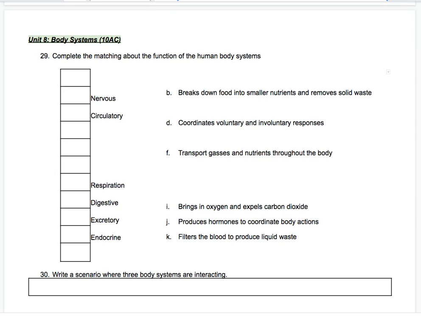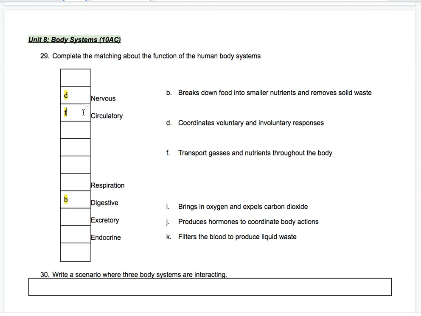Okay, so the first one we did talk about was B. It breaks down food into smaller nutrients and removes solid waste. That's going to be the digestive system, B. D, coordinates voluntary and involuntary responses. That's our nervous system, D. F, transports gases and nutrients throughout the body. That's F. The blood is going to transport those gases and the nutrients for us.